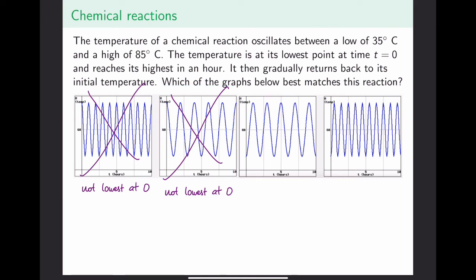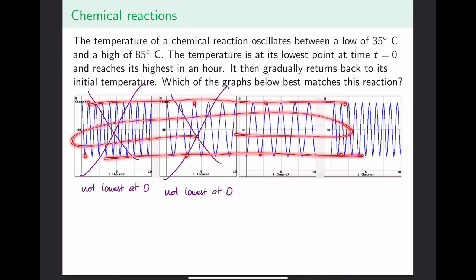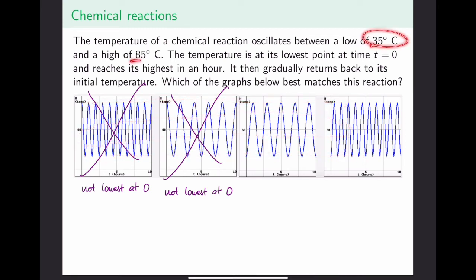Now, for these next two graphs, I can't use that logic because, in fact, the lowest temperature is at 0 here. What else do we have going for us? First of all, notice that this information, while kind of important if you were to draw the graph from scratch, isn't useful in eliminating any of the options because all of these actually oscillate between the exact same two heights. You can see that the bottom and the top are the same. All of the scales are the same. So this information doesn't really help us eliminate any of the options provided.